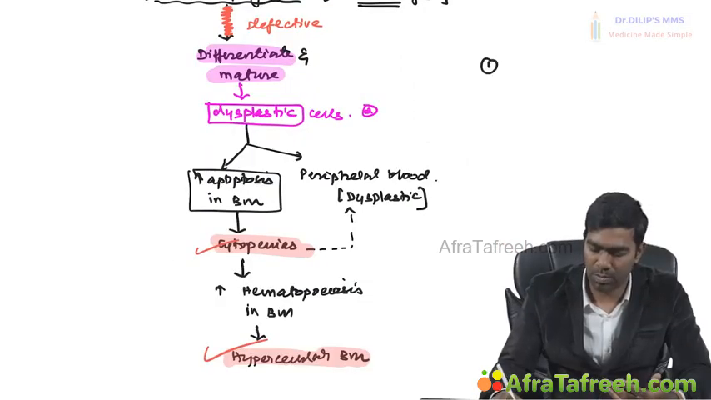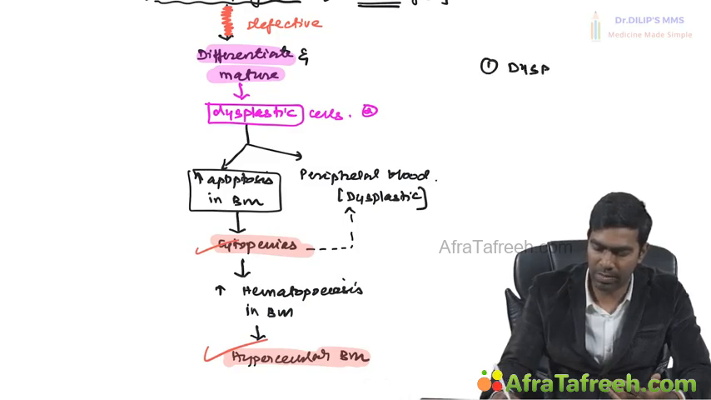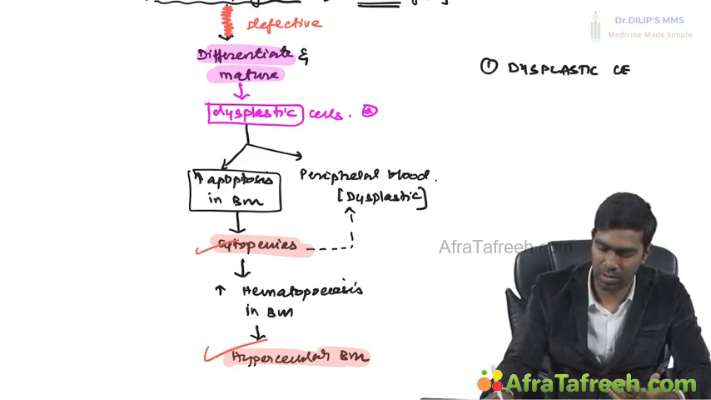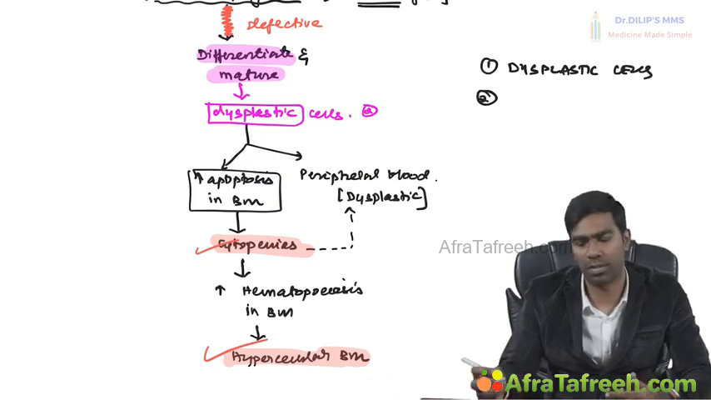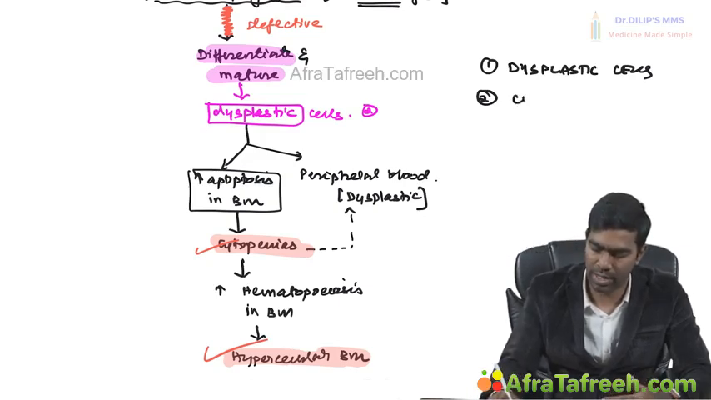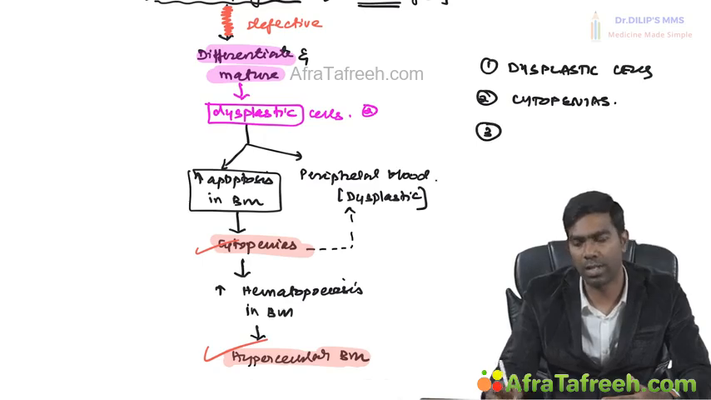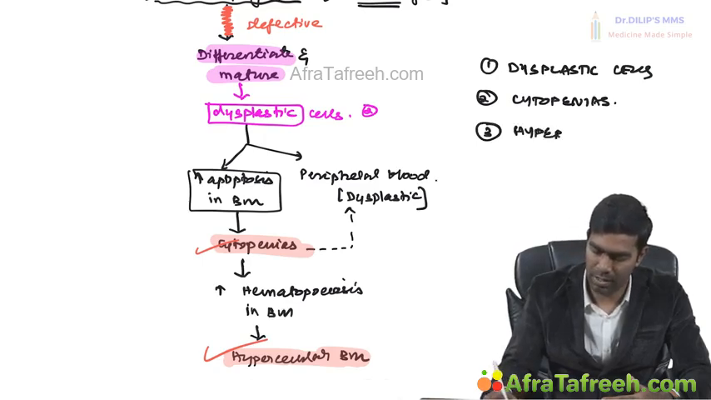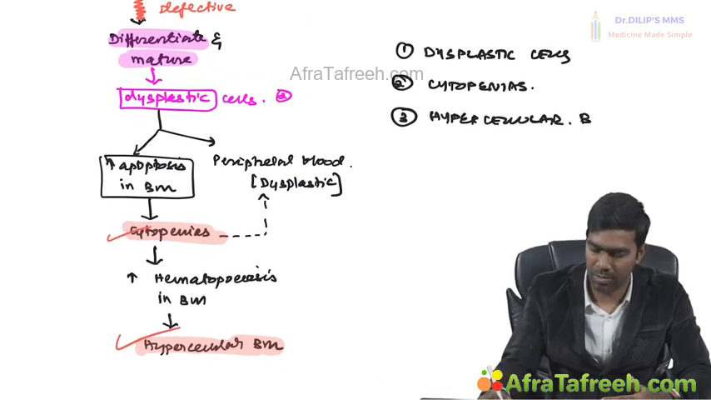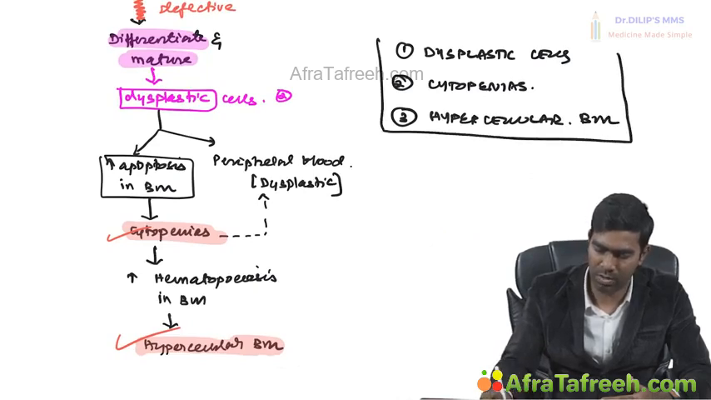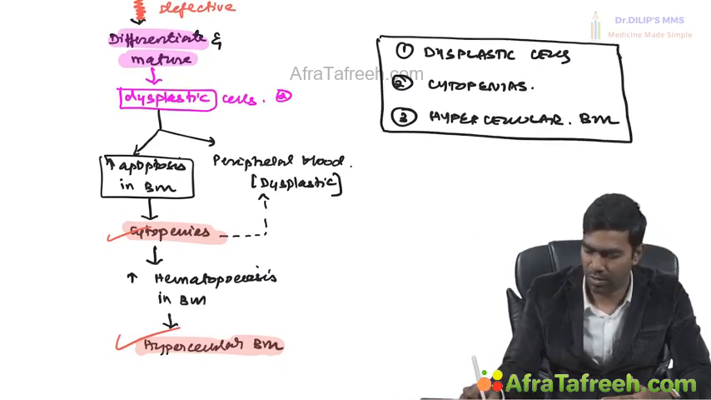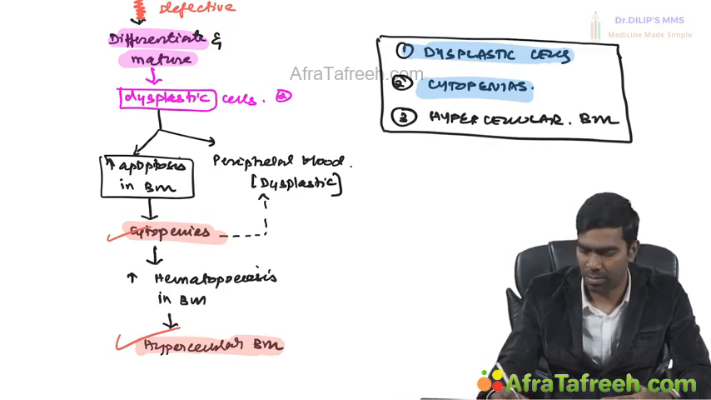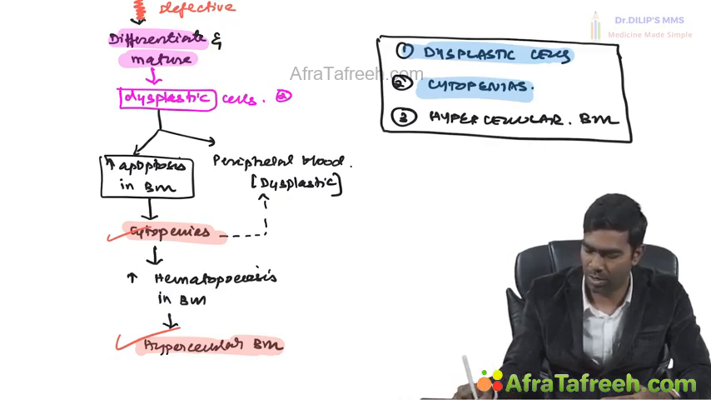First, the most important thing is you will see dysplastic cells in the peripheral blood. Second important component of MDS is you are going to see cytopenias, again in the peripheral blood. Third most important property of MDS is you are going to have a hypercellular bone marrow. These are the three hallmarks of myelodysplastic syndrome. The first two are really, really important. They are a must to diagnose MDS, but the third one can be optional.